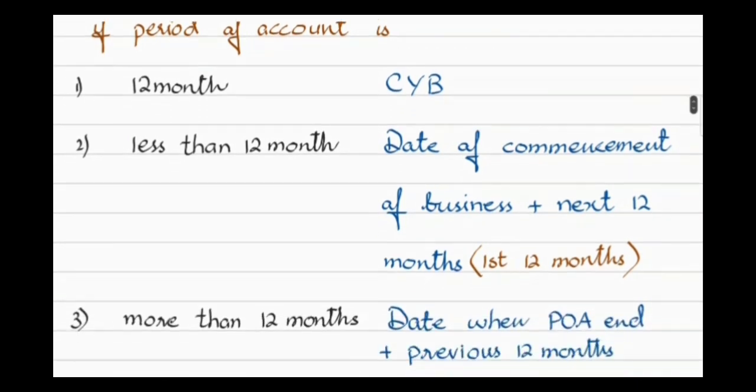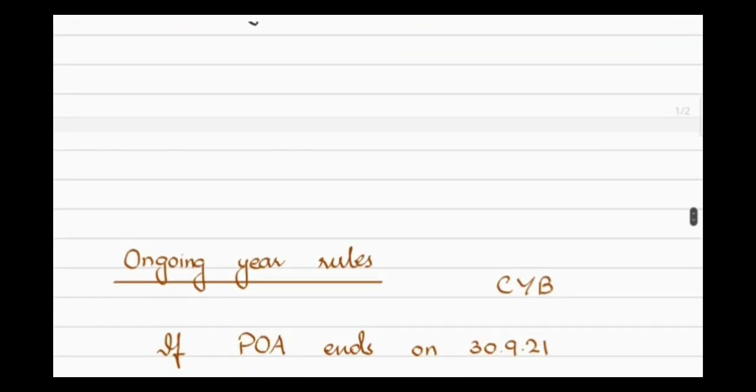Now what if the period of account is less than 12 months? We have to consider the date of commencement of business plus the next 12 months, or you can say the first 12 months of business is considered in the second tax year. So let's see with the help of an example.